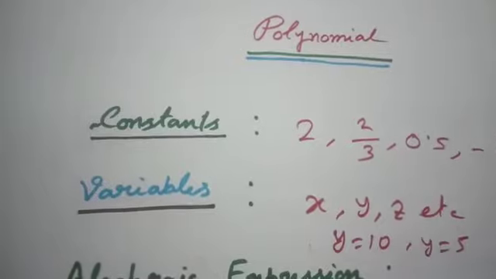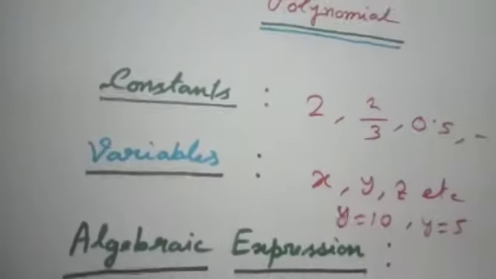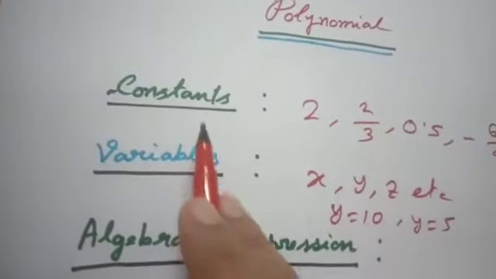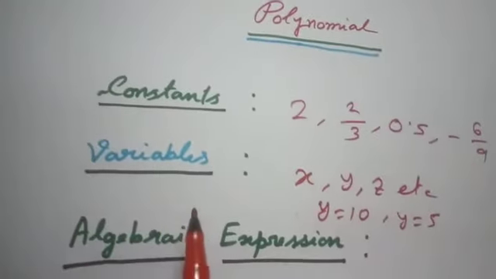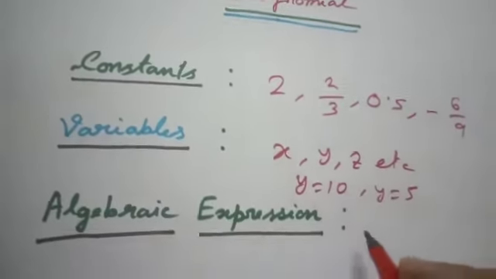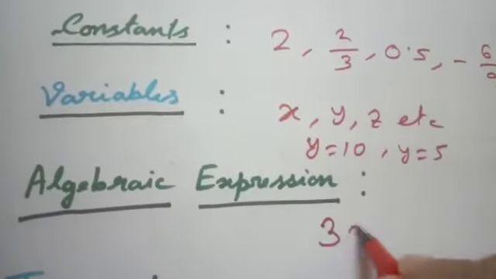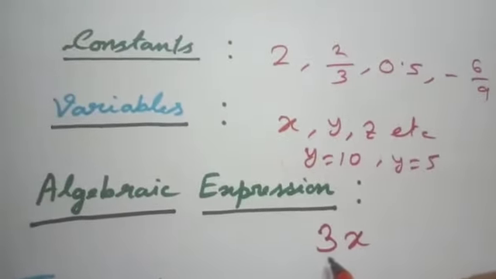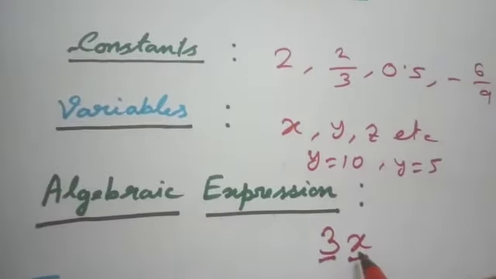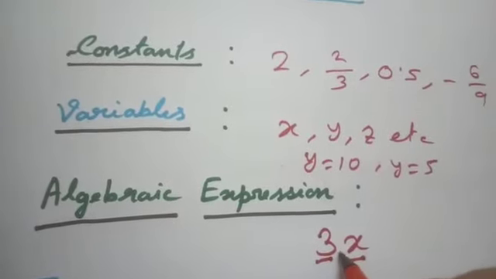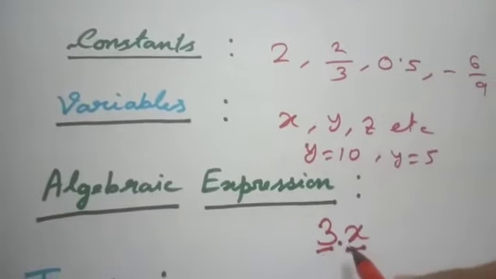And now, algebraic expressions. An algebraic expression is a combination of constants and variables, and these constants and variables are connected by plus, minus, divide and into. Let's see an example. Suppose 3x. Here 3 is a constant and x is a variable, and 3 and x are connected by into, that is 3 into x. So it is an algebraic expression.